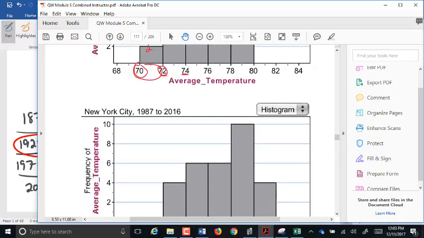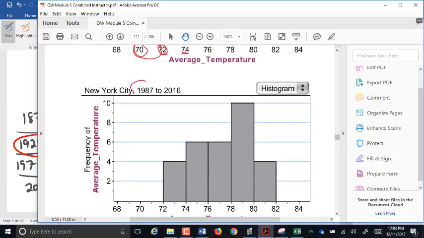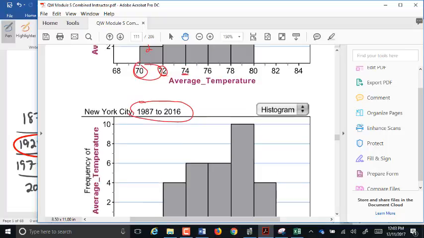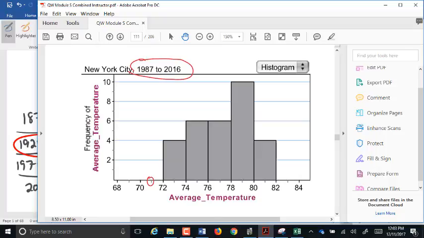Next, they did the same thing starting at 1987, going to 2016. So again, there were 0 that went from 70 to 72 degrees. Remember up here, there were 2 years that the average temperature was between 70 and 72 degrees. From 72 to 74, there were 4 years that had that average temperature. 74 to 76, there were 6 different years that the average fell in that range. 6 years that the average temperature was between 76 and 78. There were 10 years where the average temperature was between 78 and 80.